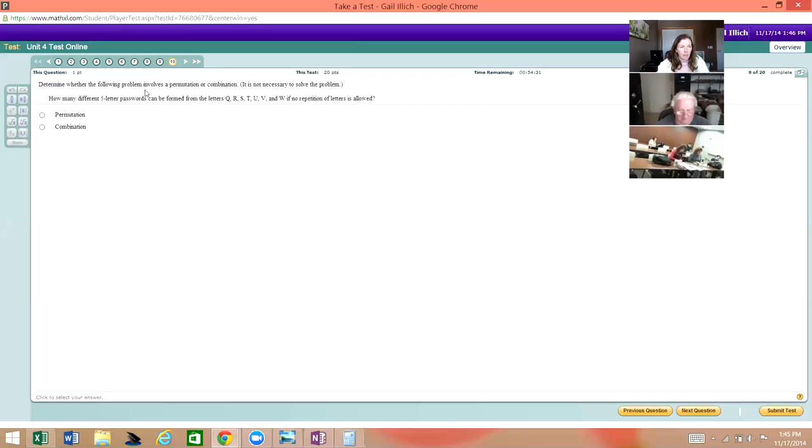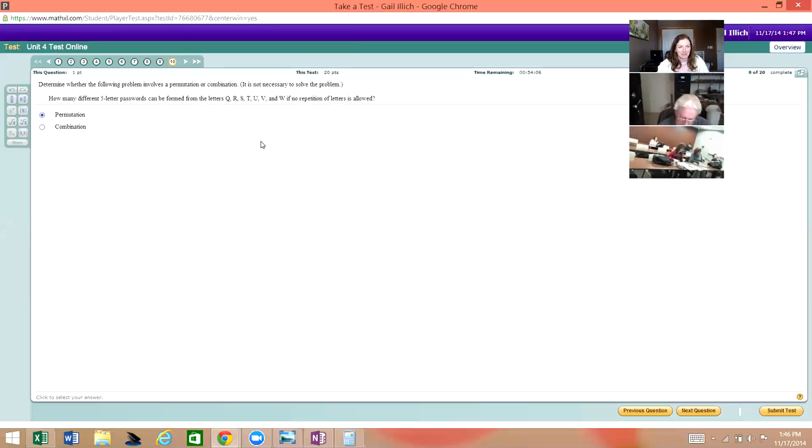Determine whether the following problem involves a permutation or a combination. How many 5-letter passwords can be formed from the letters Q, R, S, T, U, V, and W if no repetition of letters is allowed? Okay, let's have Matt tell us. Permutation. Very good. Why?